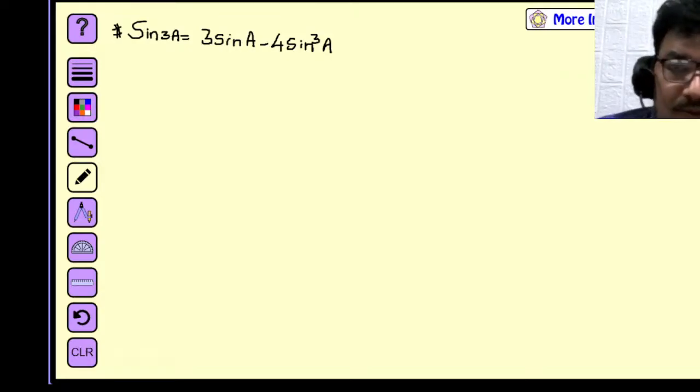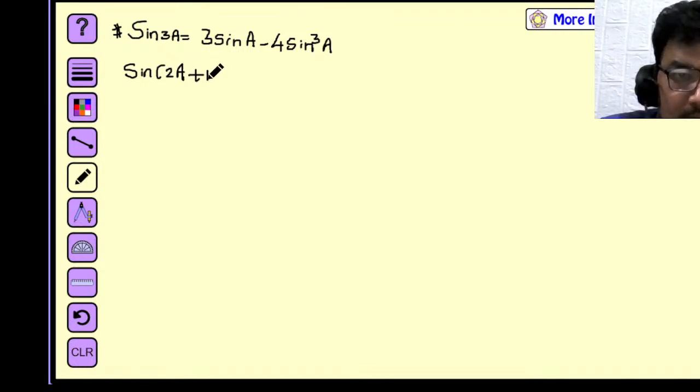Now here I want to show you forward. See here, children, just now we proved this one. Left hand side, what is this? Sine 3A. In place of sine 3A, now we can write here sine 2A plus A only. And we know the formula sine A plus B; I have already written the previous one.